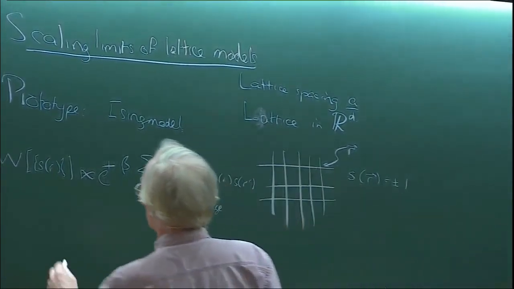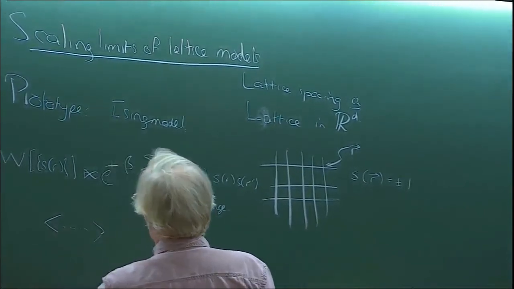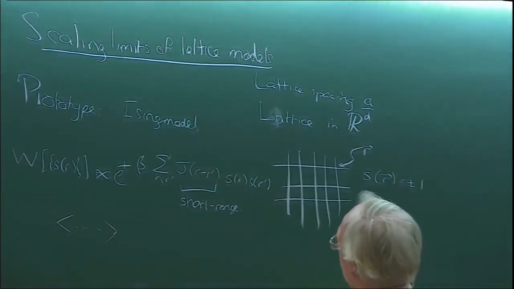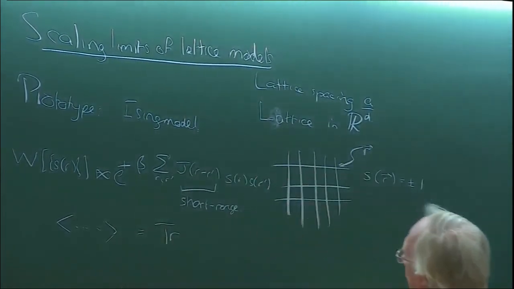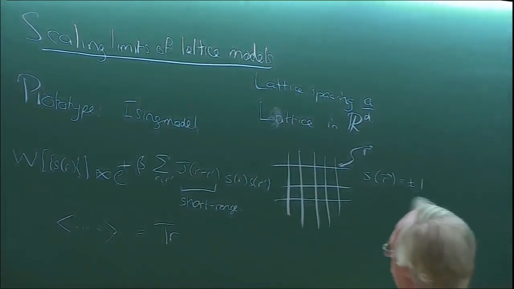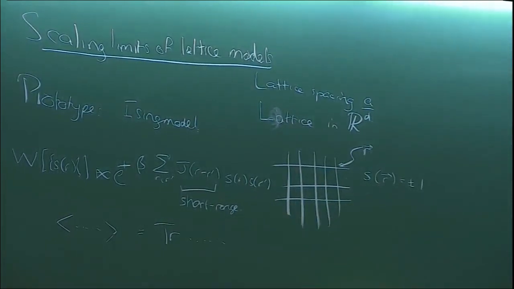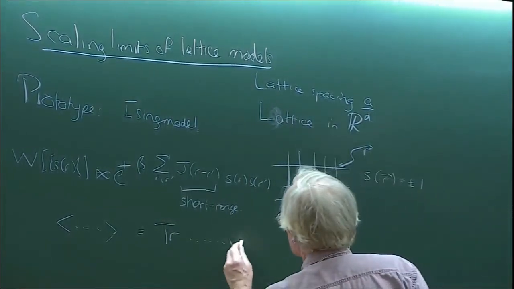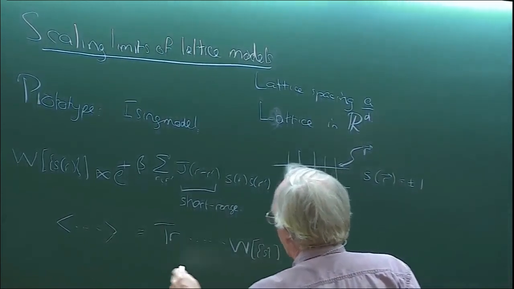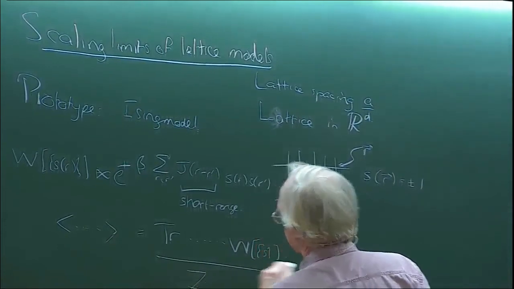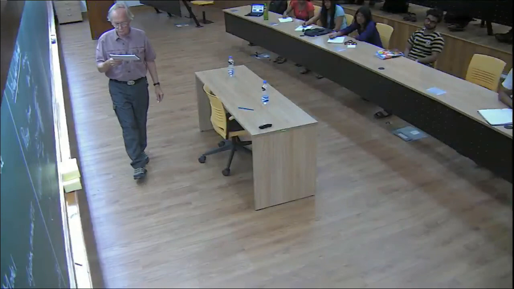And of course, if we want to work out the expectation value of any quantity, what we do is to take the trace, which means summing over all configurations of whatever we want to work out the expectation value of, times the weight of that particular configuration, divided by the partition function. Basic, standard, equilibrium stat mech.